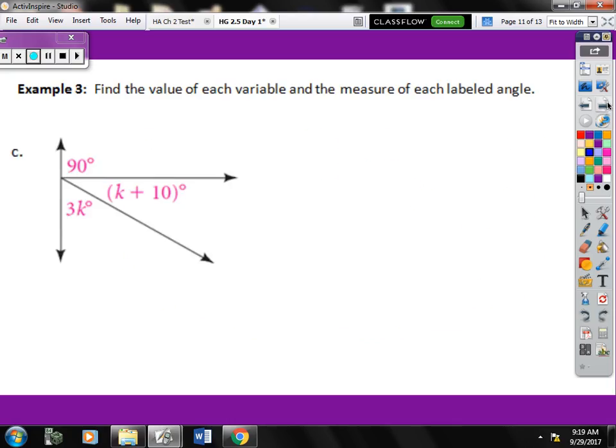Last one then. Find the value of each variable and the measure of each angle. So first of all, notice that this angle is 90 degrees. So if you want, you could add a little right angle symbol. And we notice that we have a straight line here. So if this angle is 90, then these two angles together have to be 90 as well. Which means that these two angles right here are complementary. And we know complementary angles have to sum to 90.